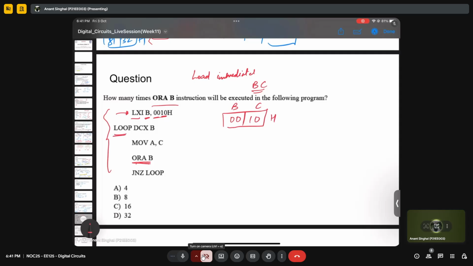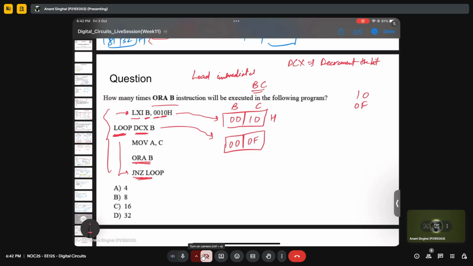So now we have a loop. It will end when we have this condition. We'll see what this is. The loop starts with DCXB. DCX is nothing but decrement. So let's say this line has loaded this. Now it will decrement by one. It will come from 10 to 0F, right? So let's say this is 10. If I decrement 10 by one, it will be 0F. I hope you are able to understand this in hexadecimal.